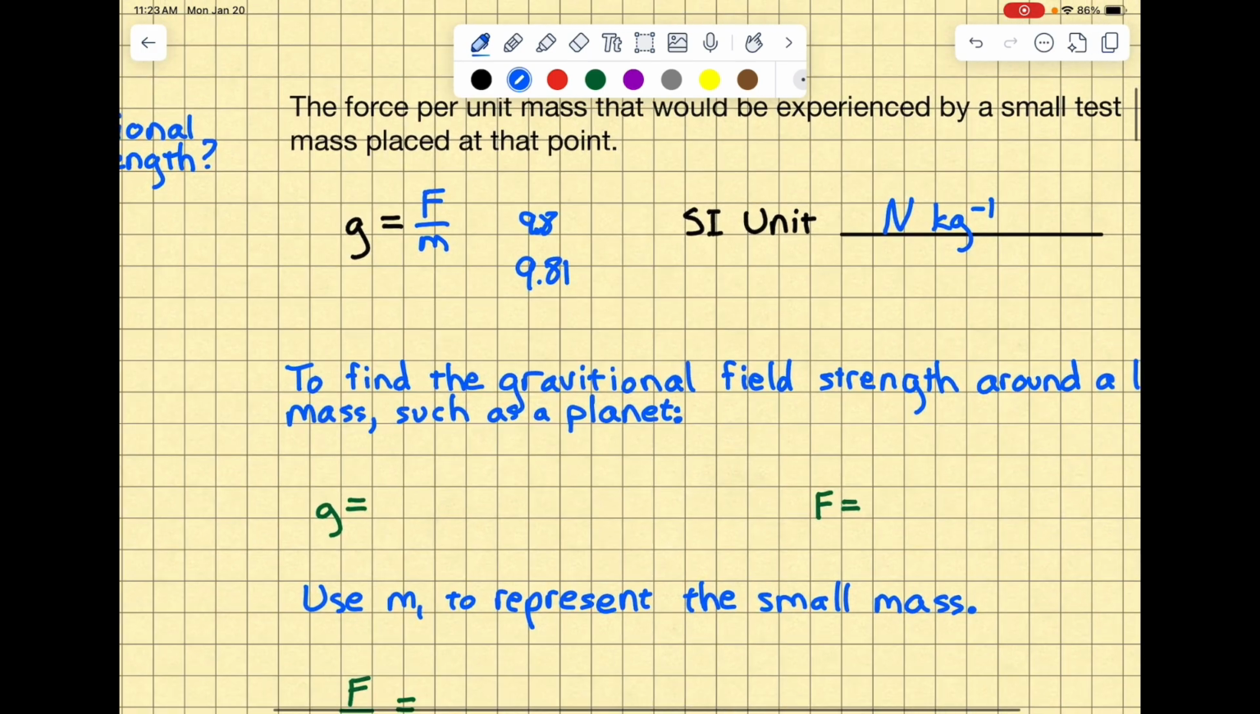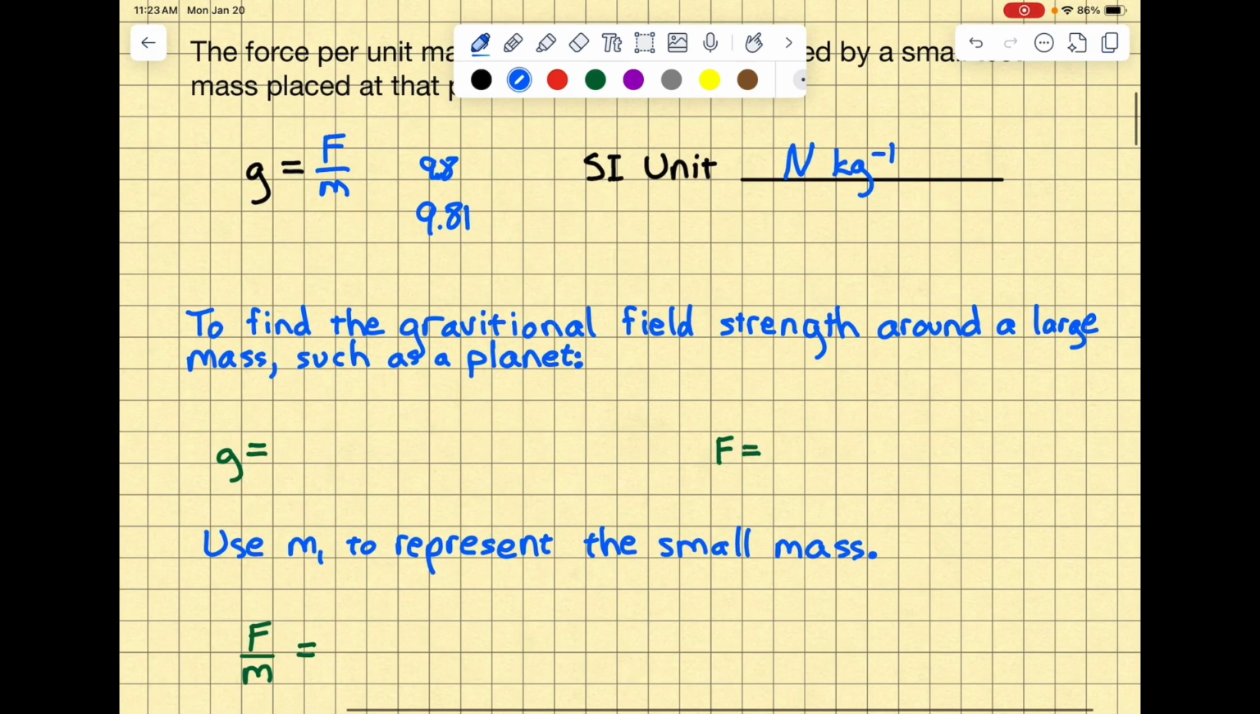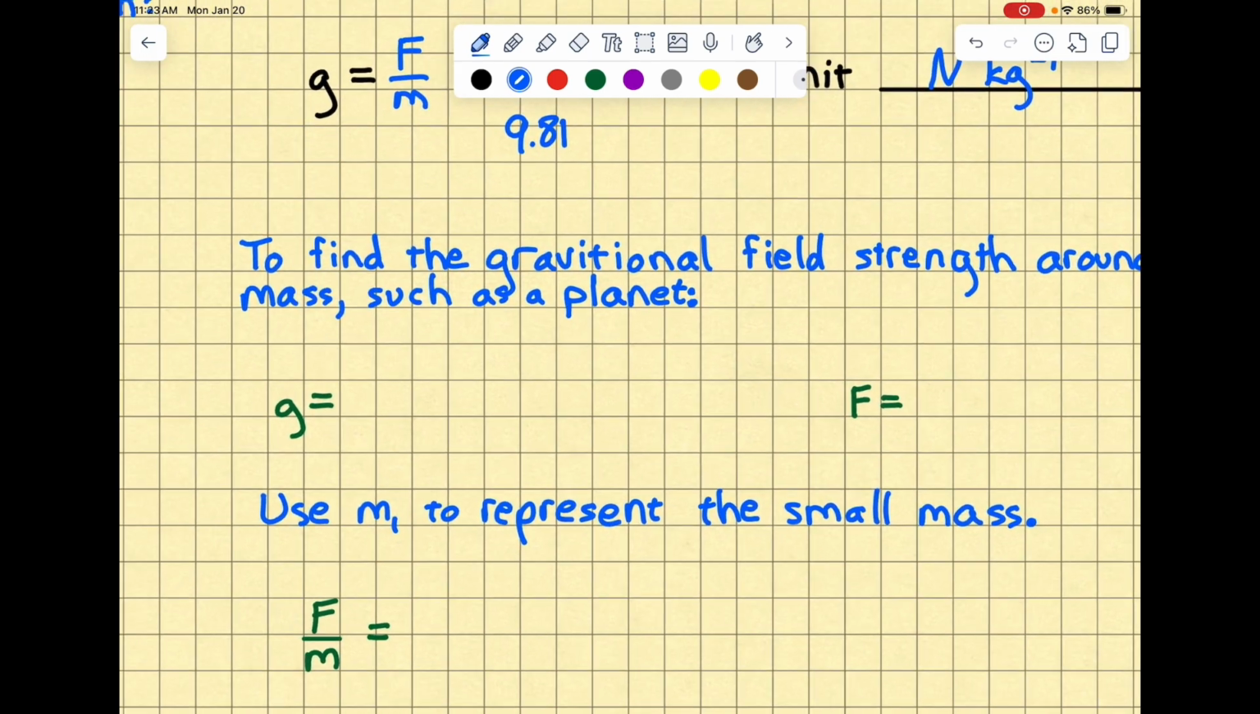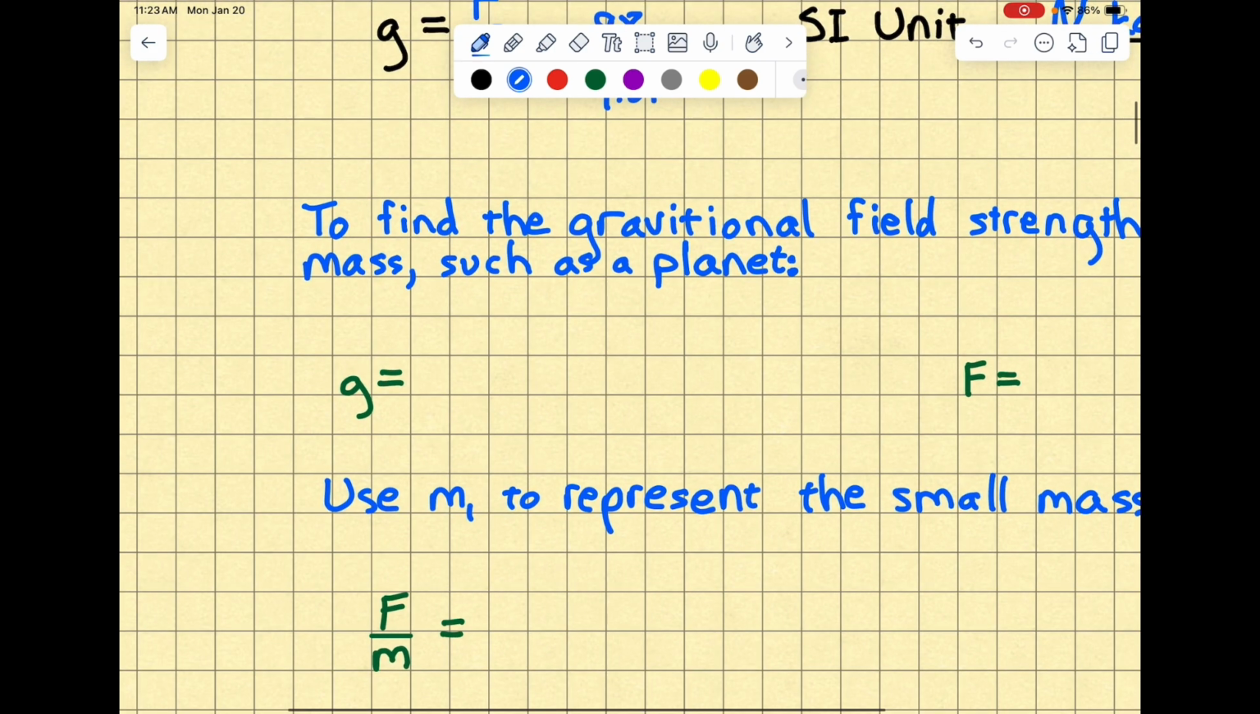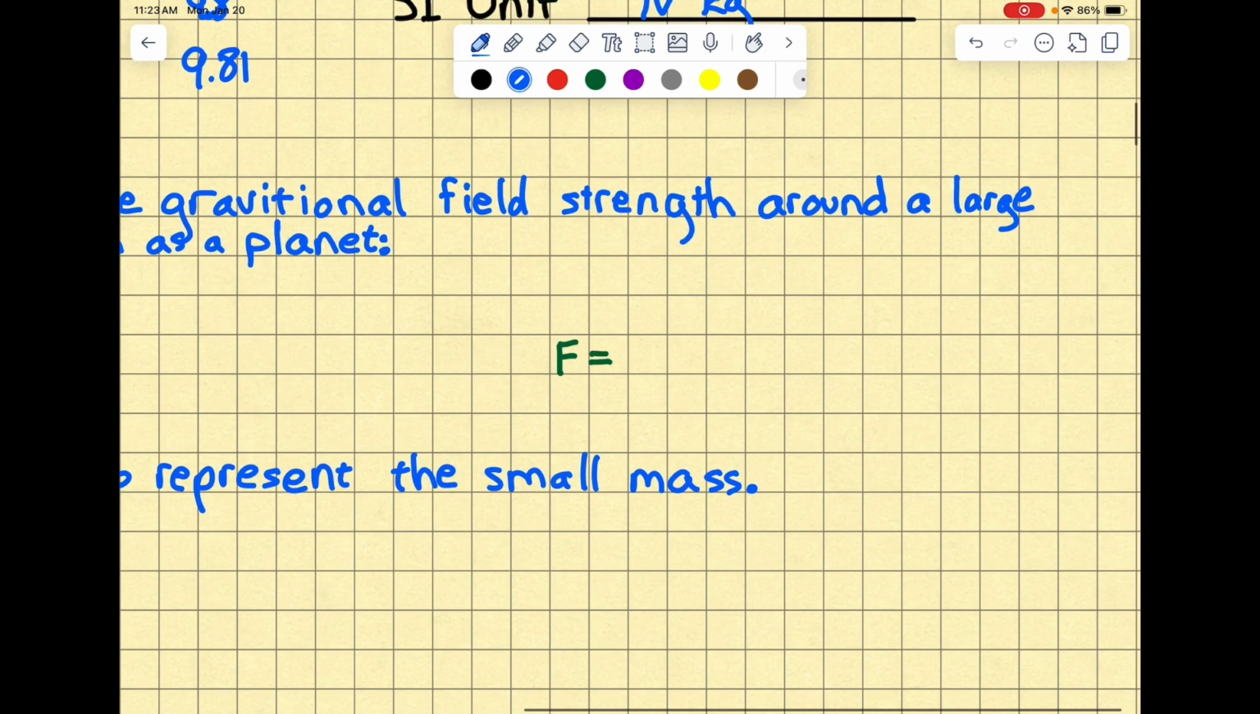So to find the gravitational field strength around a large mass, such as a planet, we're going to combine these two expressions. So we know g is equal to the force of gravity experienced by an object divided by its mass. And from the previous lesson, we know that the force of gravity is equal to the universal gravitation constant, G, times m1 times m2, so the masses of the two objects, divided by the distance squared.